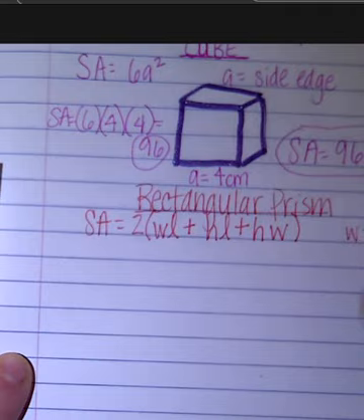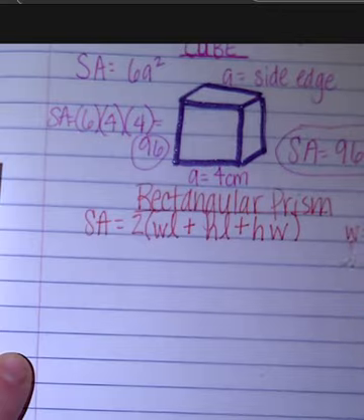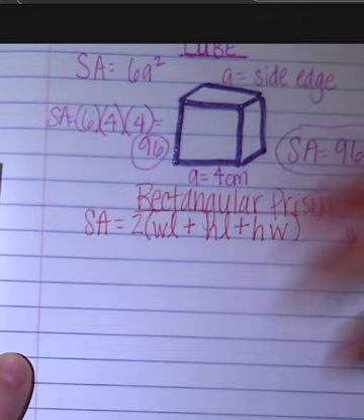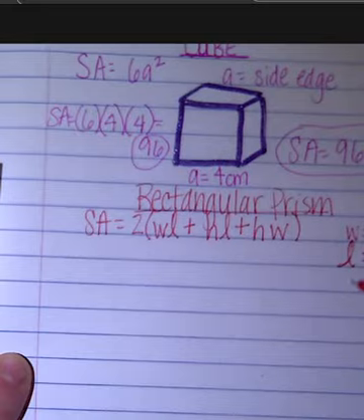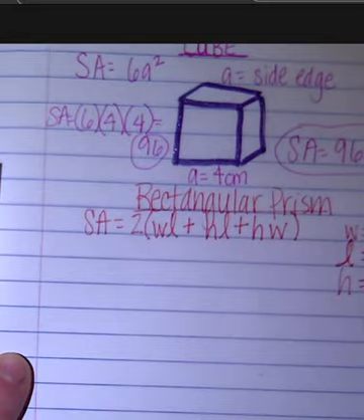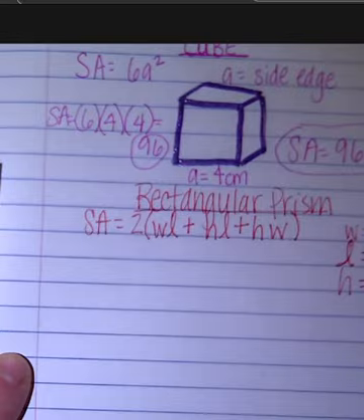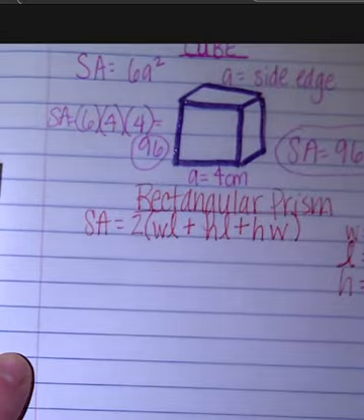W is width. This is on your sheet as well, but I'm just going to write it again. L, and I do a cursive L just so you won't get confused between a number 1 and a lowercase l, is length. Sometimes I use a capital L as well. And then height is what the H is. Okay? So I'm going to bring those in. Sorry.